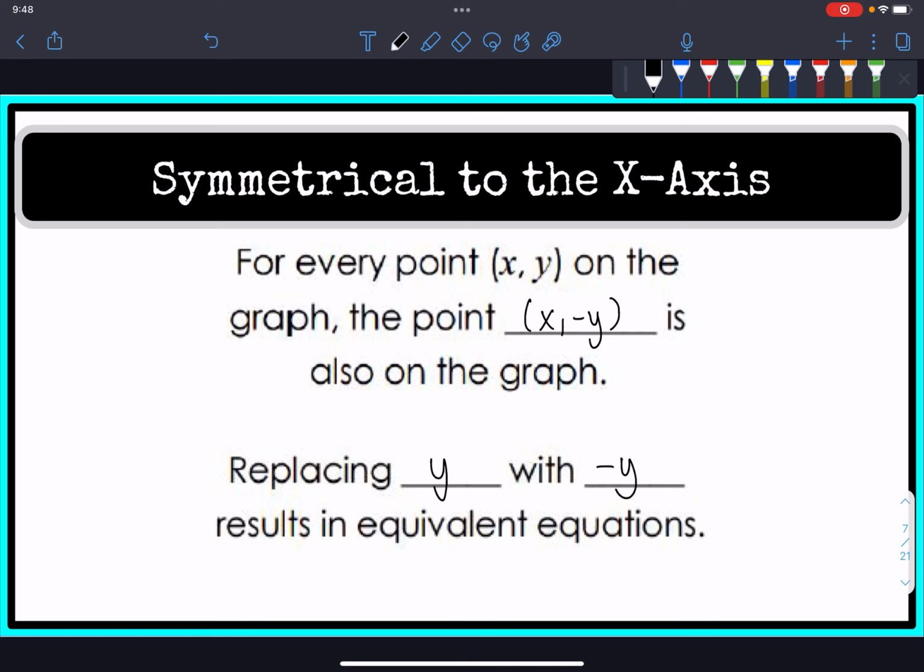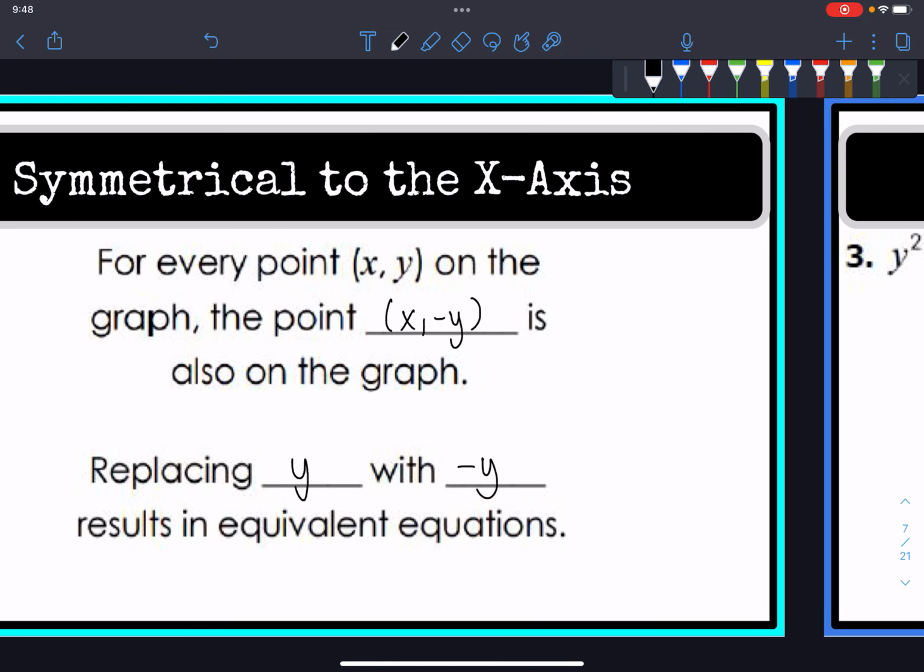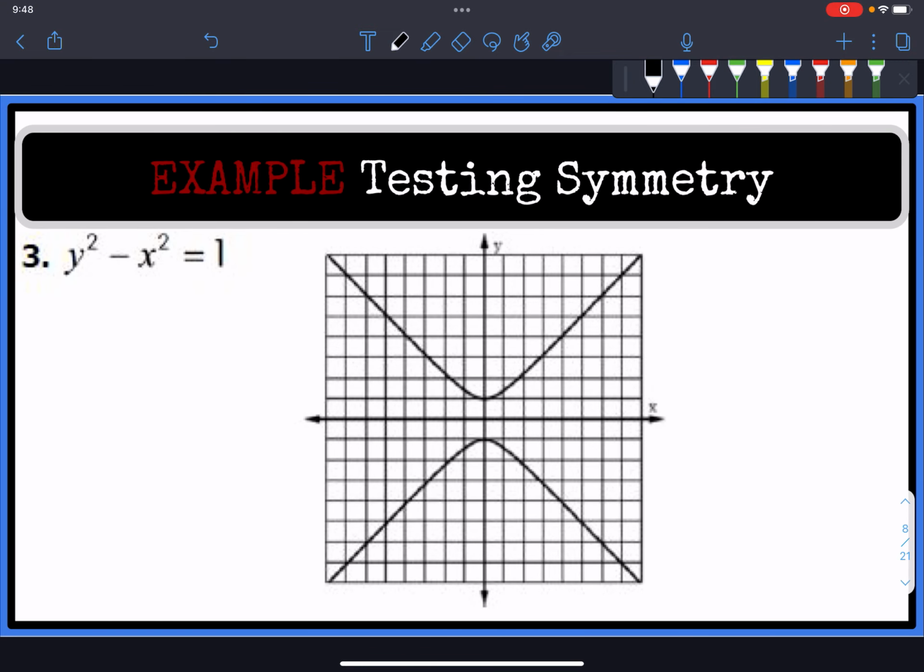Now, for the most part, actually for every situation like this, when something is symmetrical to the x-axis, this is not a function. This is just a simple relation. And you'll see that on the first example, example number 3. You can clearly see that this graph, this equation, is a relation and not a function. The vertical line test fails, so this is not a function. So this cannot be classified as an even or an odd function.